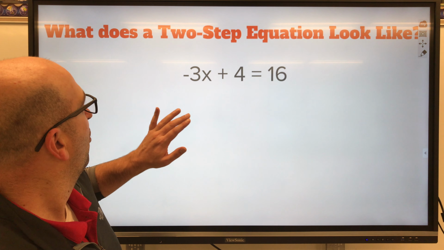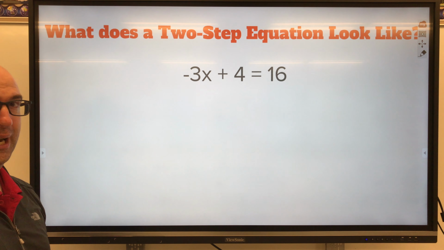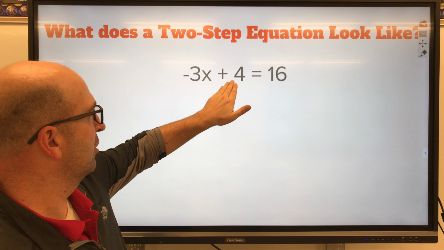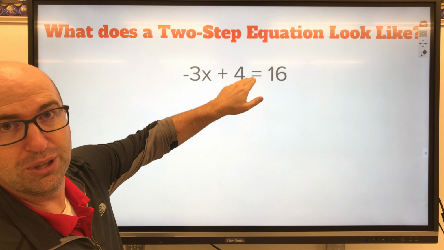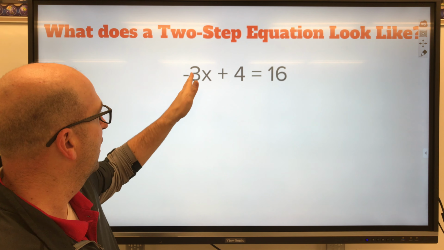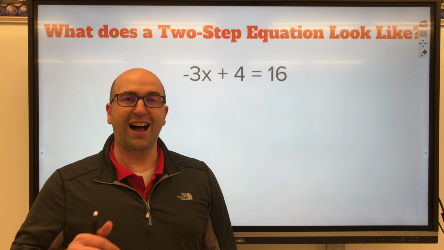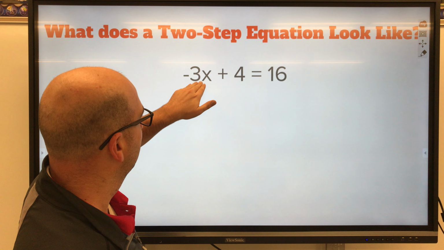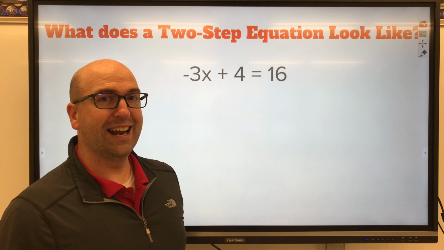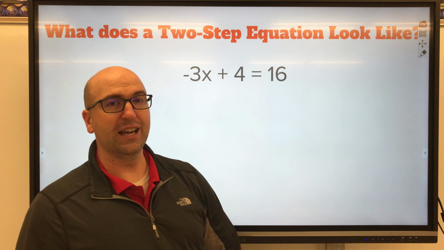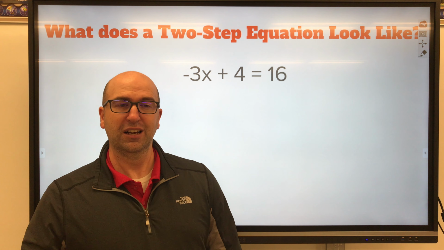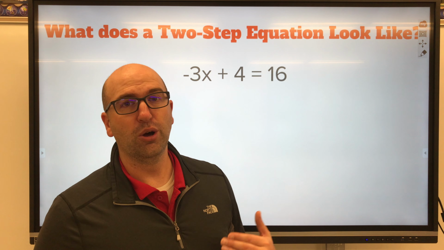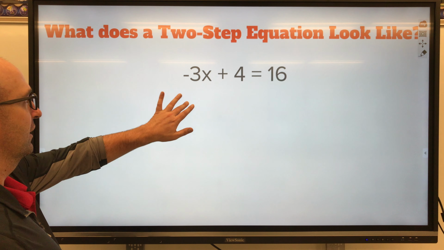So, what does a two-step equation look like? Well, you can see I have not just an addition problem, x plus 4, but there's a coefficient in front of that variable of -3, which means I have two different operations. I have a multiplication problem and an addition problem in my equation. That's the two steps. To do an addition subtraction problem, to do a multiplication division problem. Those are our two steps in solving these.